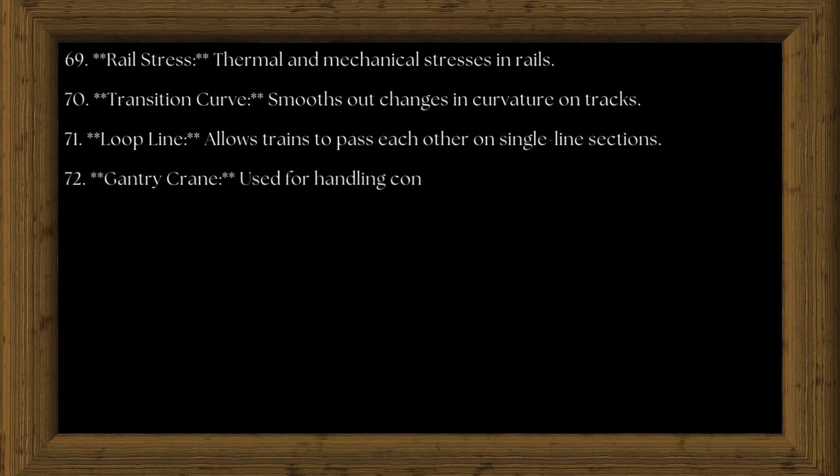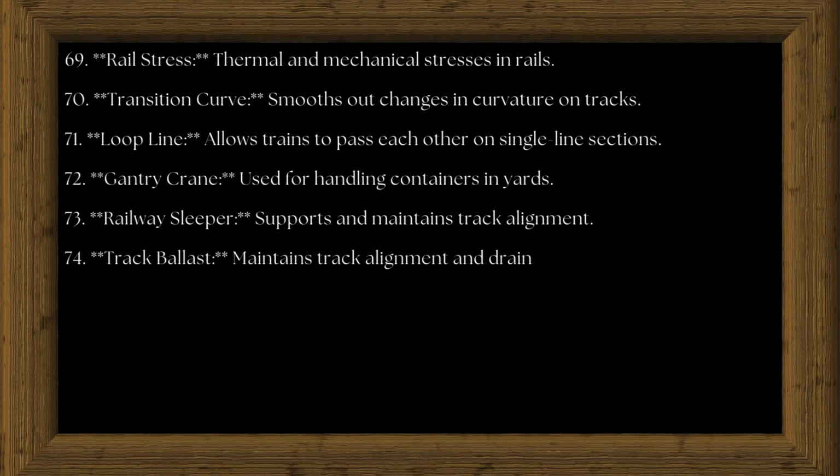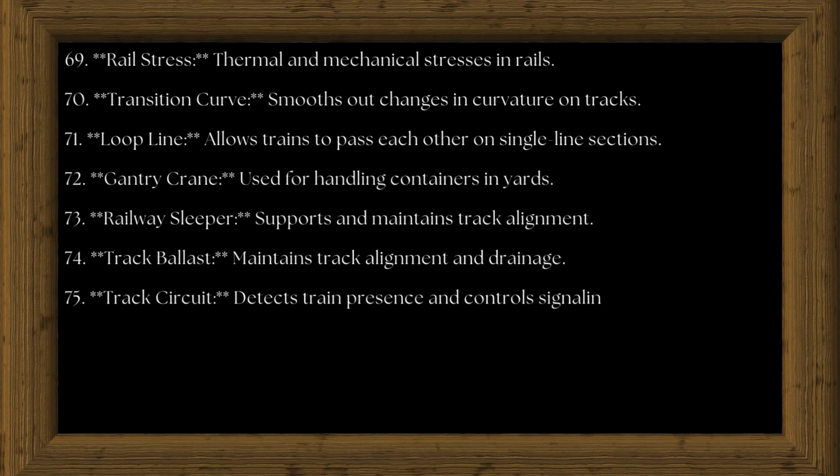Gantry crane: it is used for handling containers in yards. Railway sleeper: supports and maintains track alignment. Track ballast: it maintains track alignment and drainage. Track circuit: it detects train presence and controls signaling.